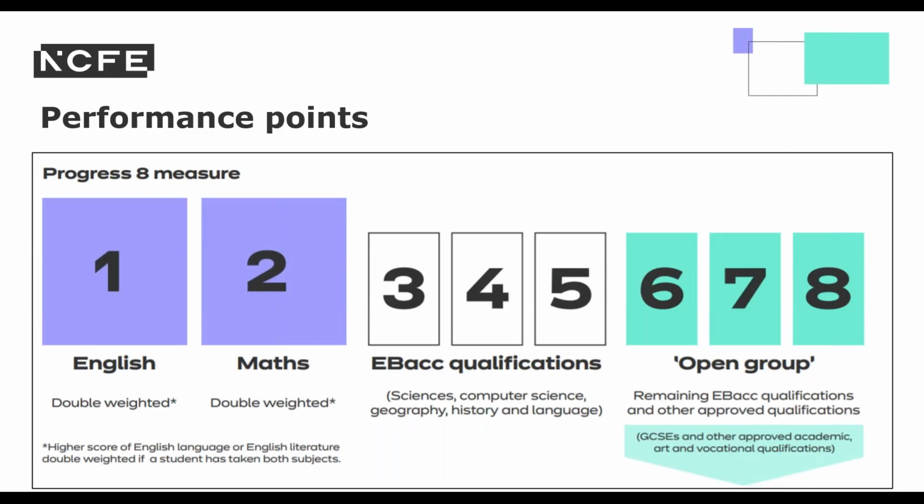V Certs fit into the open group or the third bucket of performance points. This group can hold up to 3 qualifications depending on the qualification size and or the weighting, etc. These new V Certs will all count towards the open group of Progress 8 measures. V Certs can also be delivered alongside other qualifications, but please do bear in mind that the discount codes are applicable to each subject area.